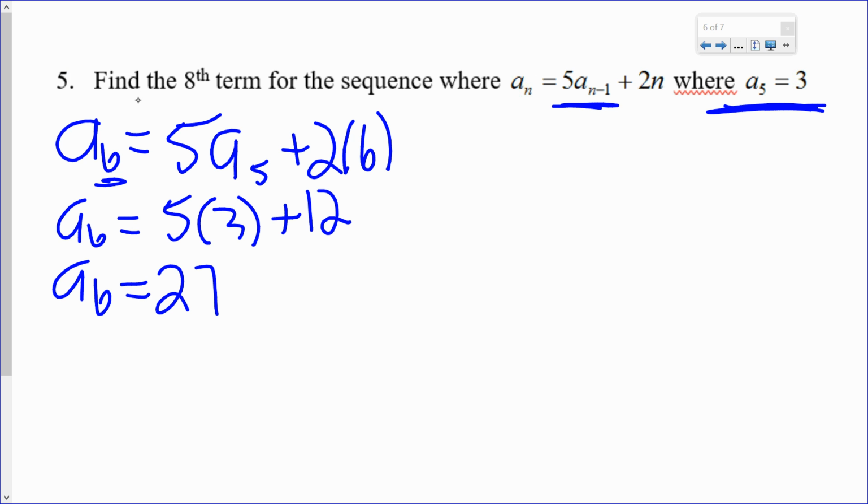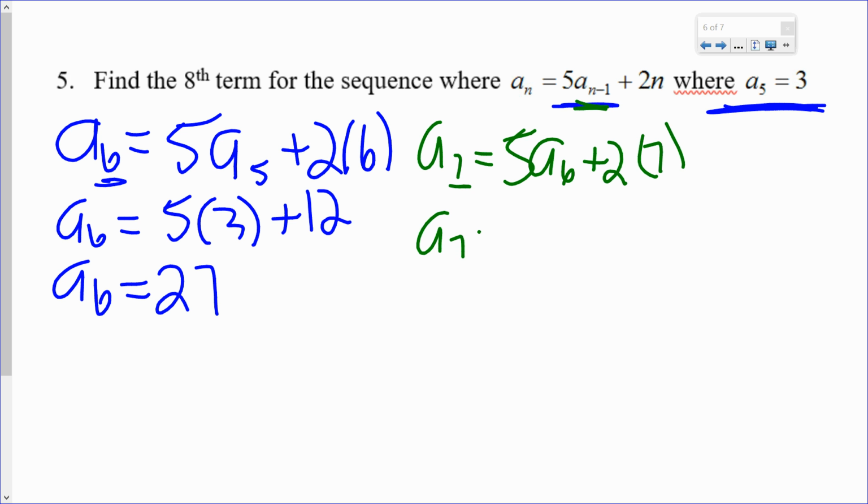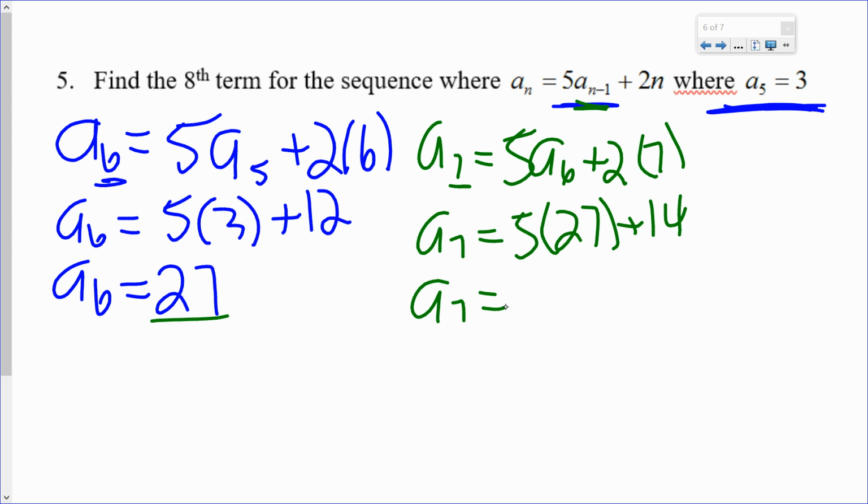Now that I have the 6th term, I can find the 7th term. 5 times the previous term, A6, plus 2 times n, which is 7. A6 is 27. Use a calculator if you need to. I'm going to use a calculator on this one. I think I know it. It's probably 149, but I don't want to make a mistake. I don't want you to make a mistake. So that's why we have this beautiful technology, 149.